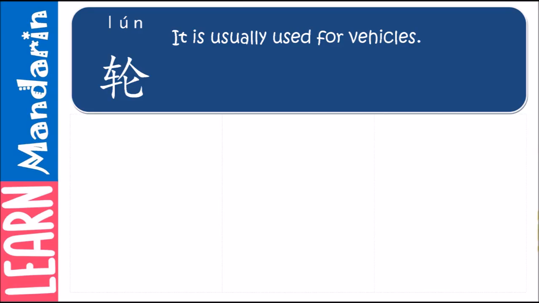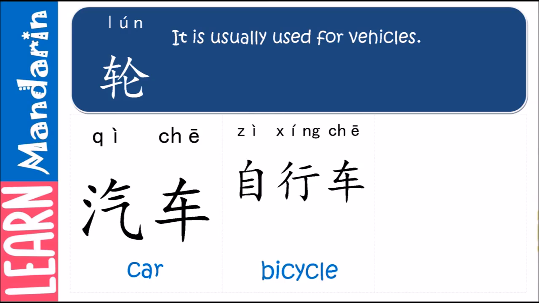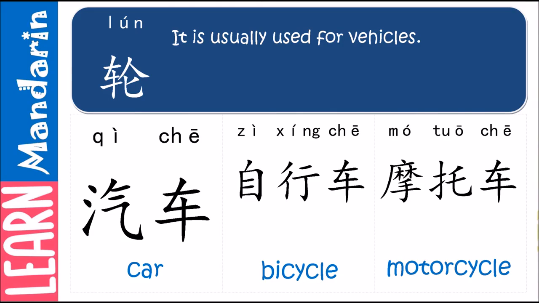The next measure word is 轮, which is commonly used for vehicles. Example of nouns that are commonly paired with the measure word 轮 are 汽车, 自行车, and 摩托车.